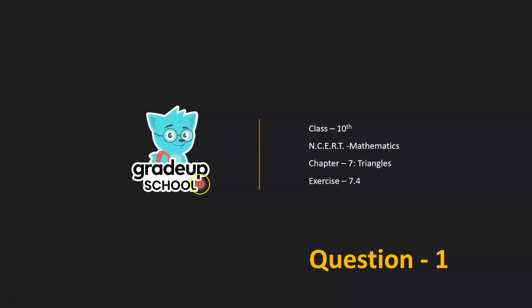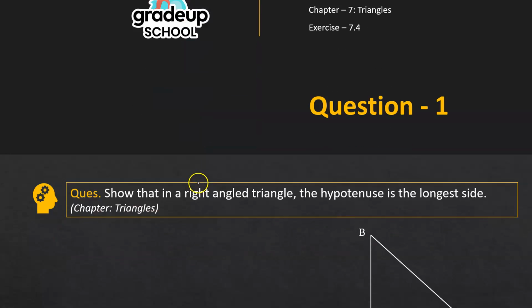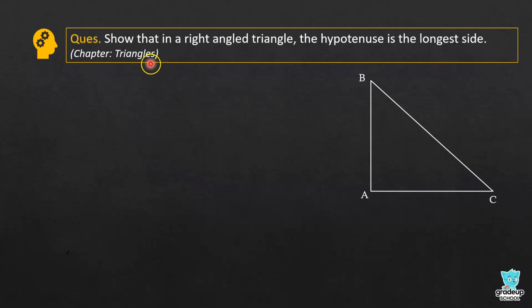Let's do a question of chapter triangles. In this question, we are supposed to prove that in a right angle triangle, the hypotenuse is the longest side. So, we will take triangle ABC and we will apply angle sum property. On solving that equation, I will derive that hypotenuse is the longest side.